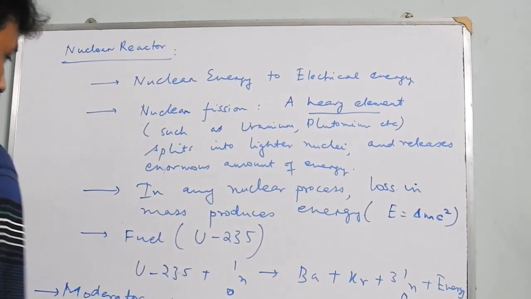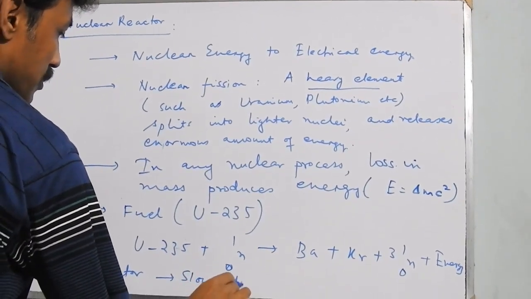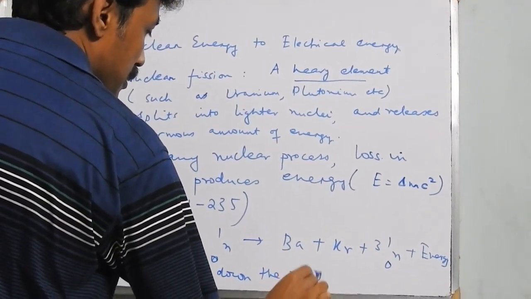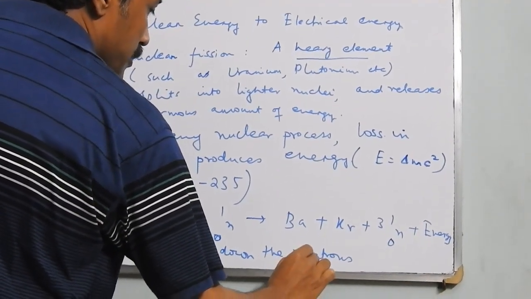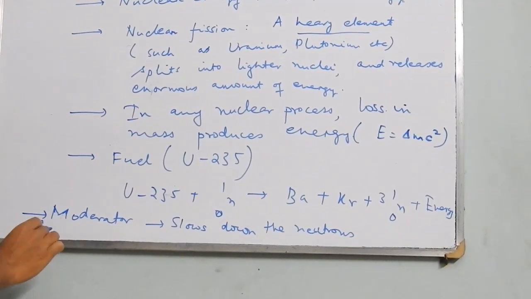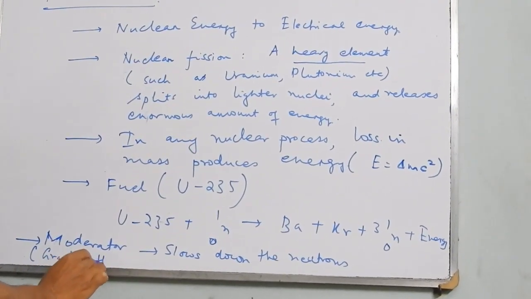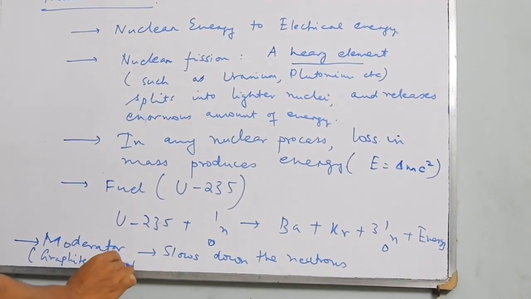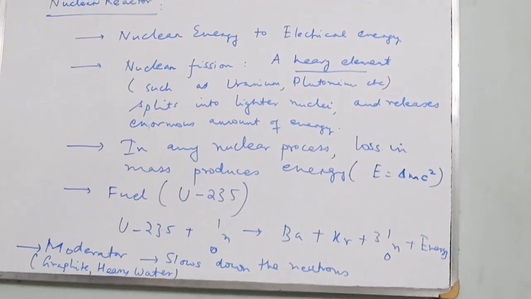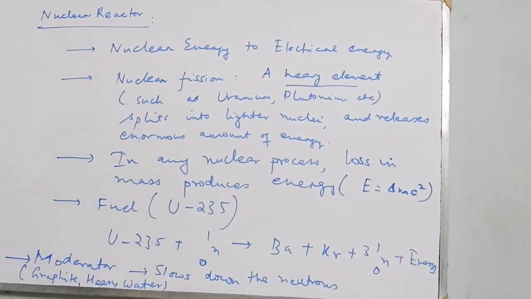And this moderator will actually slow down the speed of the neutrons. As moderator, we use graphite, heavy water. Heavy water means deuterium oxide. The conventional water is H2O and heavy water is D2O.